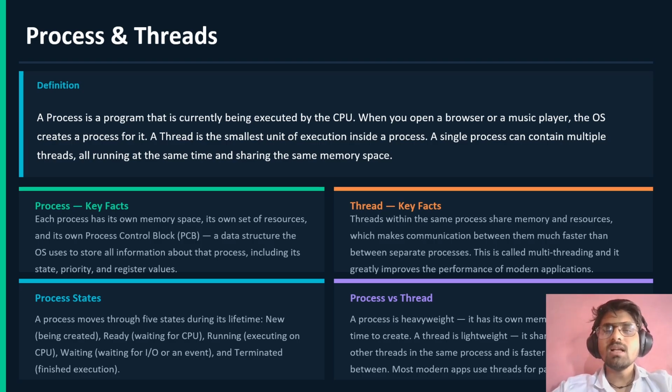Threads within the same process share memory and resources, which makes communication between them much faster than between separate processes. This is called multi-threading and it greatly improves the performance of modern applications. Process versus thread: a process is heavyweight, it has its own memory and takes more time to create. A thread is lightweight, it shares memory with other threads in the same process and is faster to create and switch between. Most modern apps use threads for parallelism.